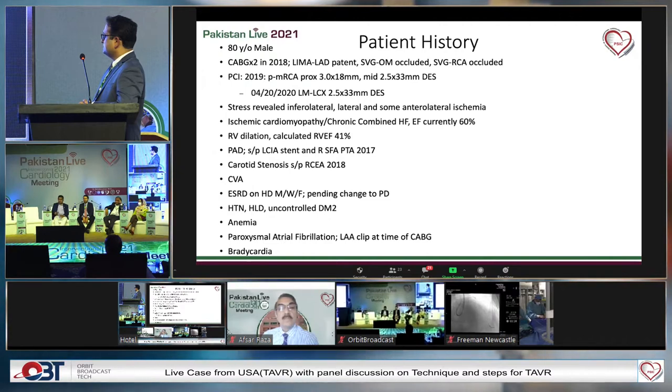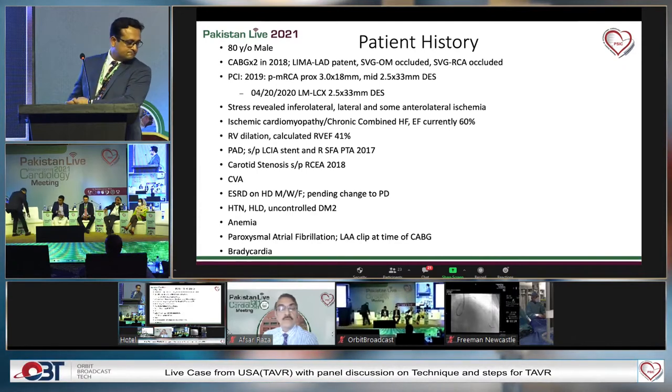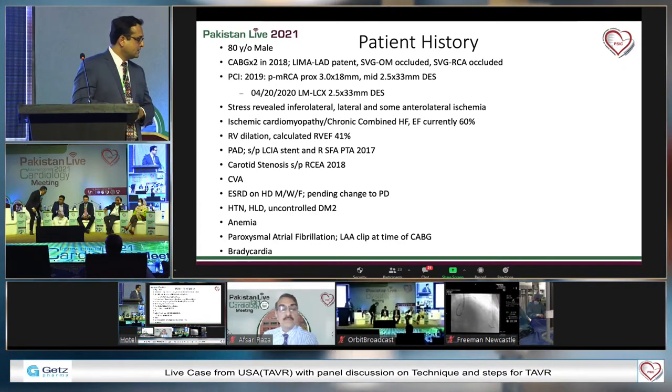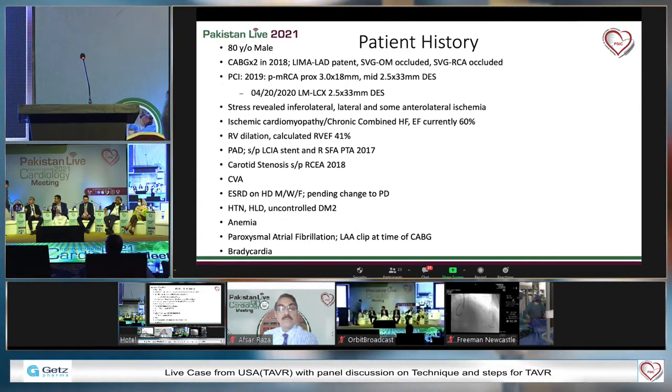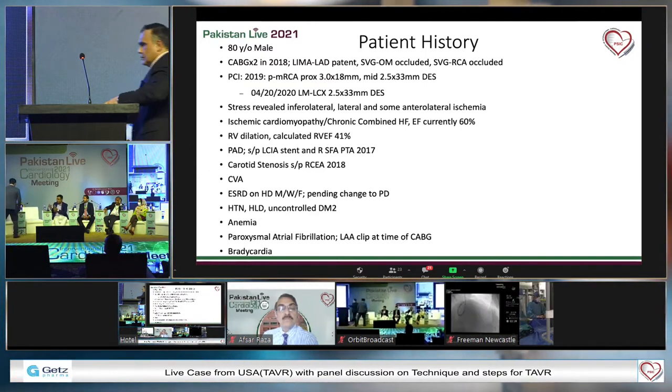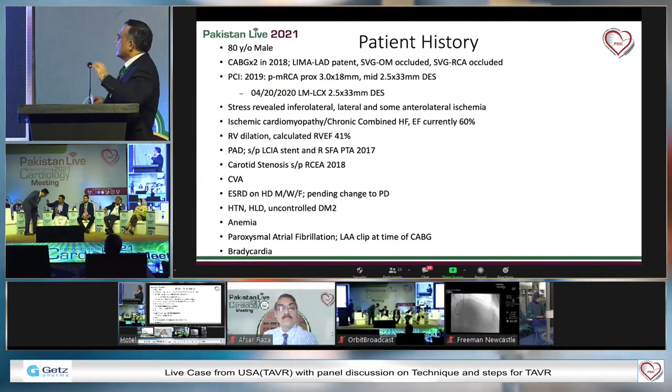EF is about 40%. It says 60% here, but as we look at it a little more, it's 40 to 45. He had a stent in the left main on April 20. It was a 2.5 by 33 millimeter DES going into the circumflex, and in 2019 he had right coronary artery stents.